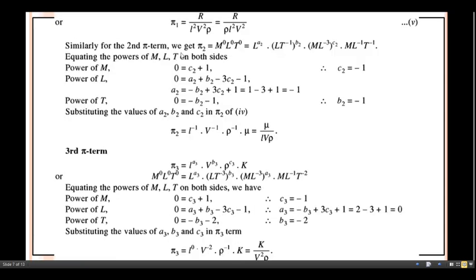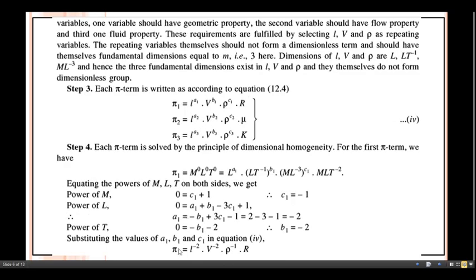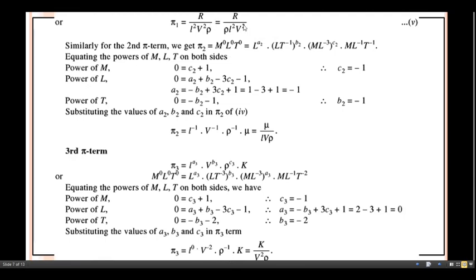Now similarly, if you just see the pi 1 term we have written, whatever terms are raised to minus powers automatically go into the denominator. In short, we can simply write this way: pi 1 equals R divided by L square into V square into rho. In this way we can write that relation.